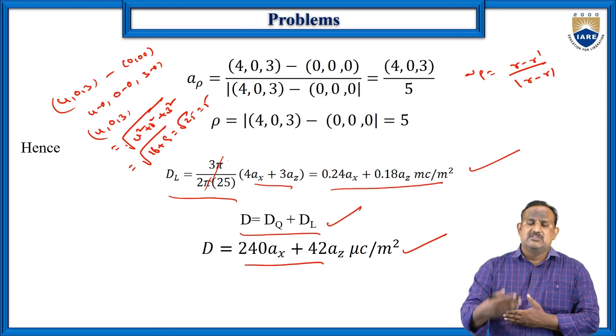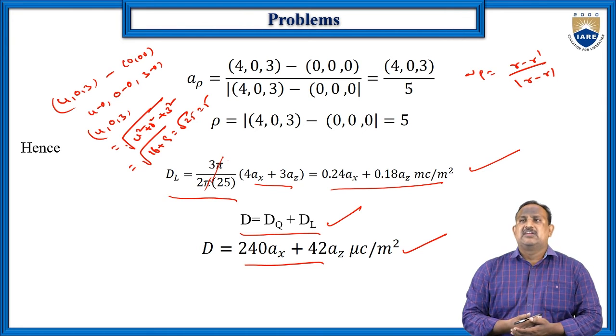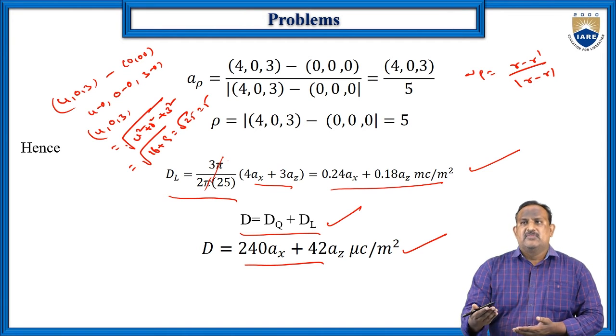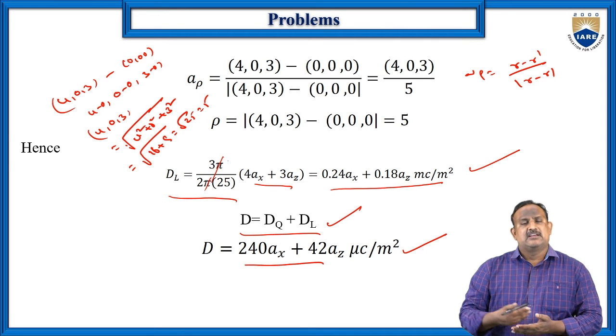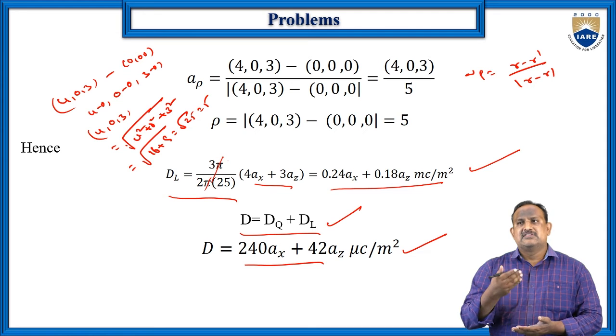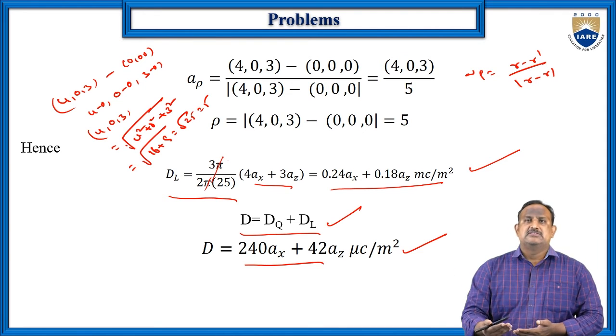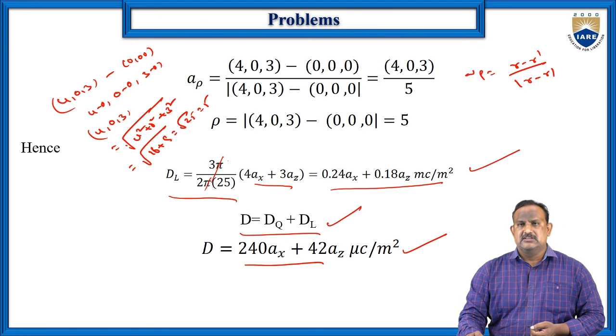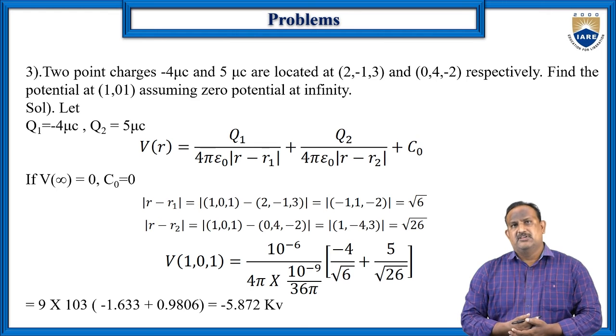So in this way we can find out the electric flux density due to two point charges, or due to a point charge and a line charge, or the electric flux density due to a point charge and a surface charge, like that. Between any two charges, we can find out the electric flux density. Next, we'll see the next problem.